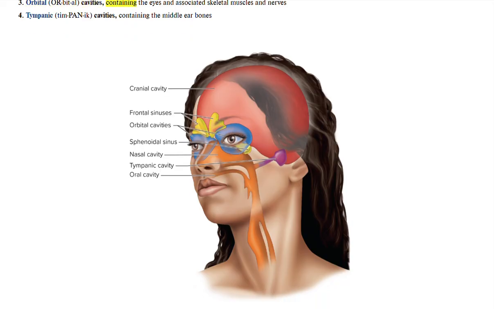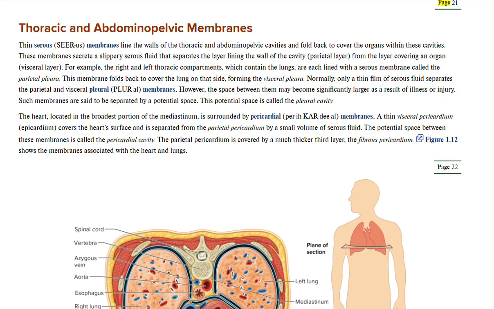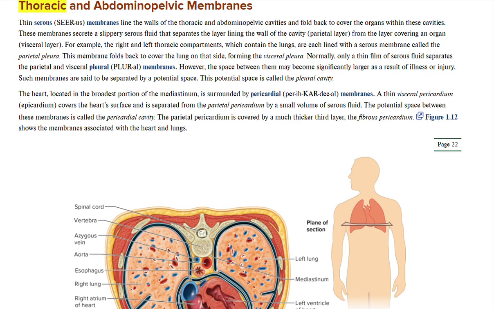Orbital cavities, containing the eyes and associated skeletal muscles and nerves. Tympanic cavities, containing the middle ear bones. Page 21. Thoracic and abdominopelvic membranes.